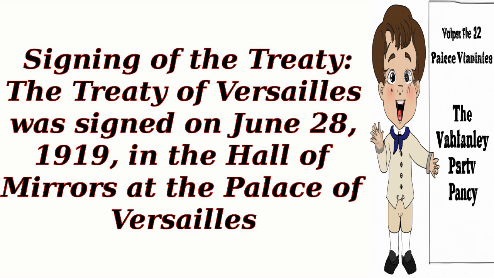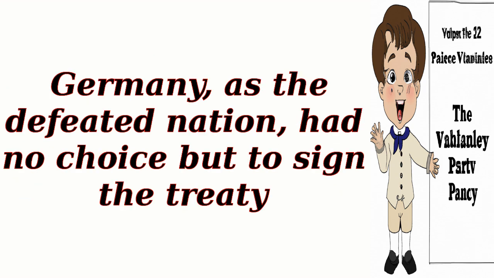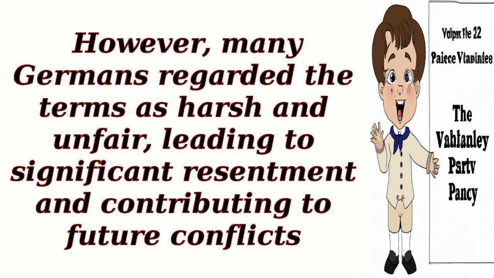Signing of the treaty. The Treaty of Versailles was signed on June 28, 1919, in the Hall of Mirrors at the Palace of Versailles. Germany, as the defeated nation, had no choice but to sign the treaty. However, many Germans regarded the terms as harsh and unfair, leading to significant resentment and contributing to future conflicts.